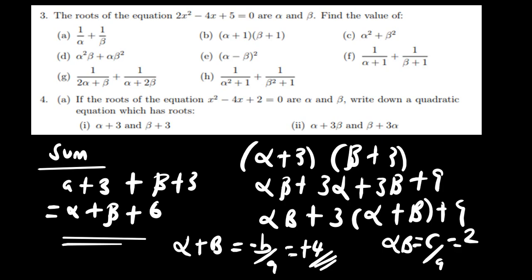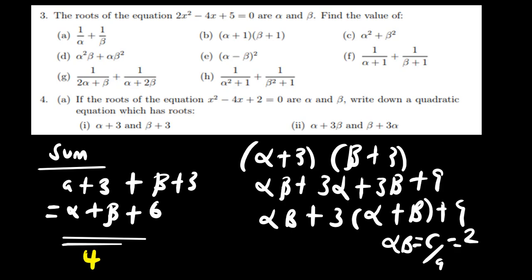So what I'm going to do is replace these values in the expression to find my answers. For this one, alpha plus beta is 4, plus 6, so I'm going to get 10. Then for the other one, alpha beta, when you're multiplying them, is 2, plus I've got 3 times alpha plus beta, which we said is 4, plus 9. Then you solve like that.